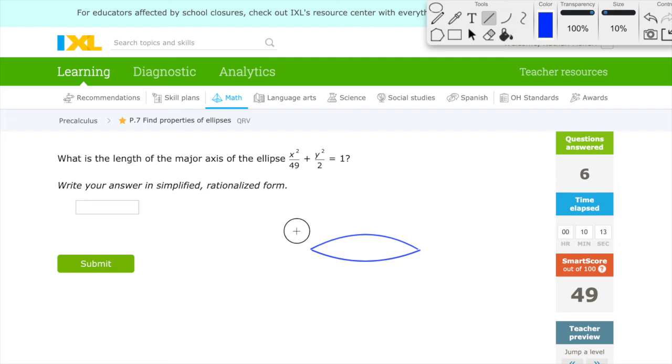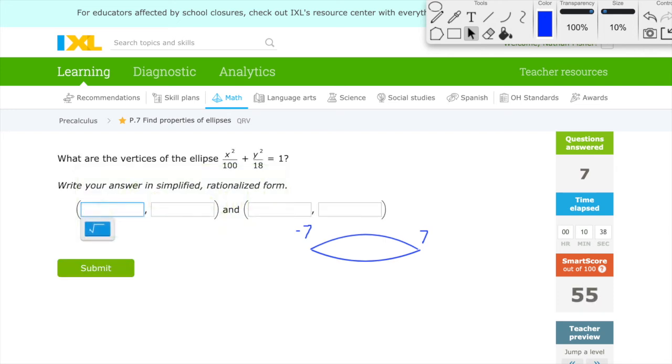So that tells me this x value is negative 7, this one's positive 7. So I could think from here to here, 0 would be like in the middle here, it'd be 14 across. So that's how I'm getting that. Let's see if I did it right. There we go.